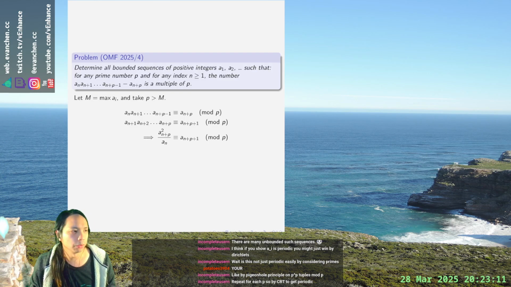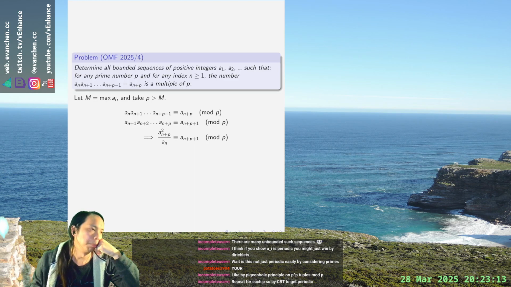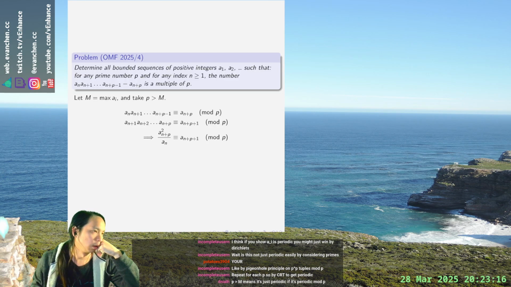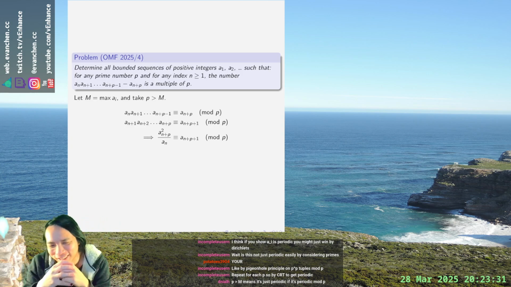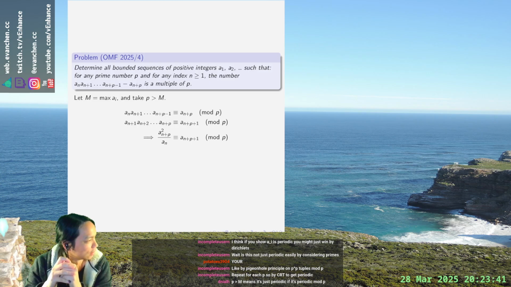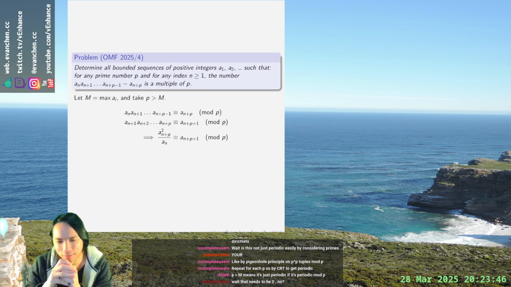Wait, my concern is your bound on the period is not bounded as a function of the prime, right? Like, the sequence of positive integers, oh. Wait. What the heck? It's bounded too. Wait a minute. Wait, what? Yeah, sorry, you're totally right.